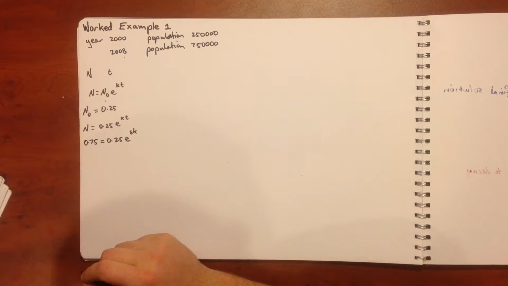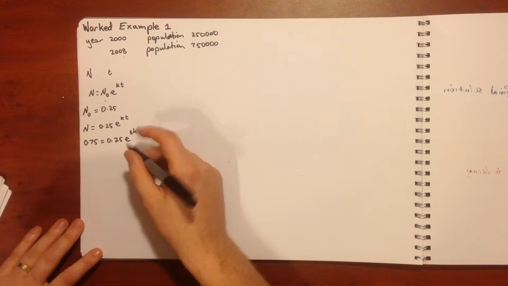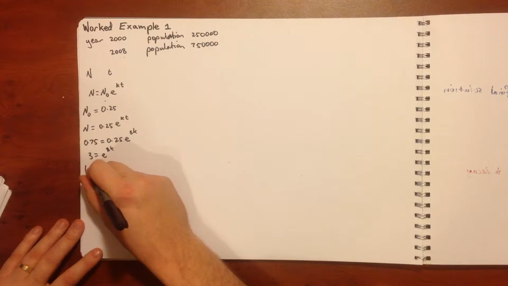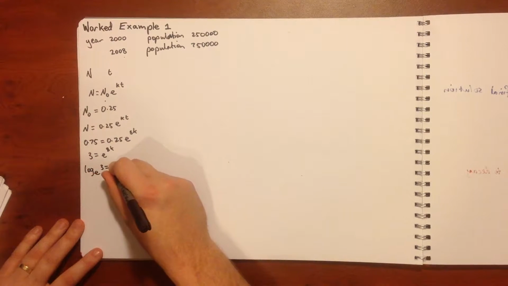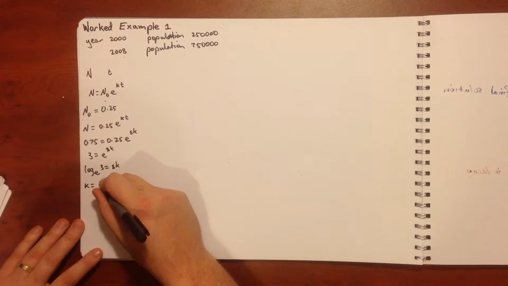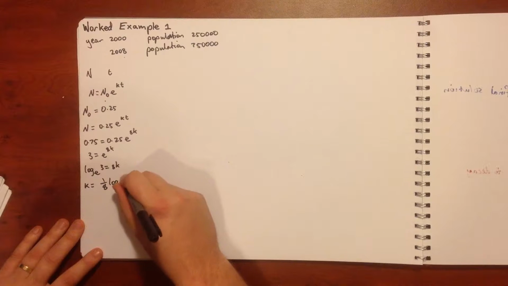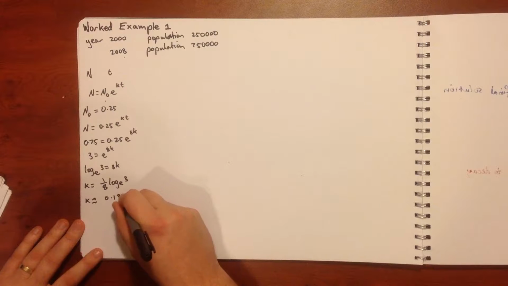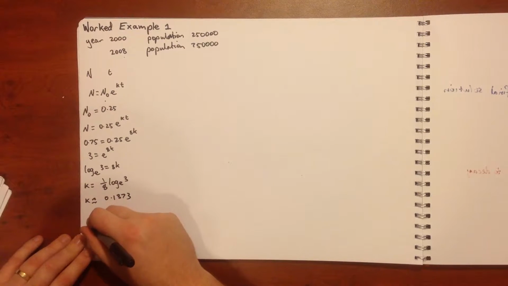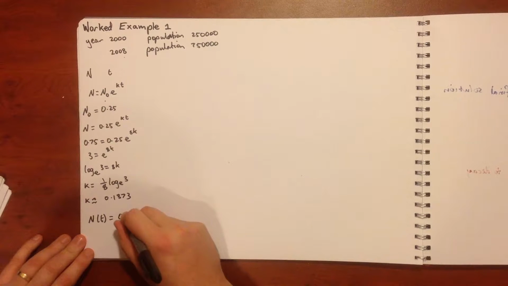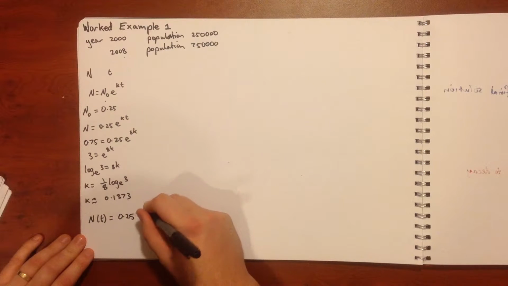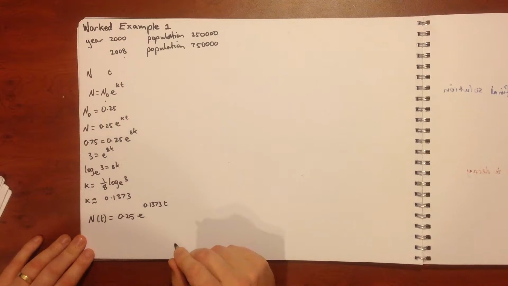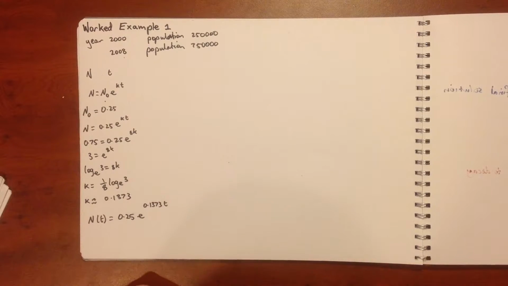We can rearrange this and say we get 3 equals e to the 8k, so log to the base e of 3 equals 8k, so k equals 1 on 8 log to the base e of 3. So k is approximately 0.1373. That means that N of t is equal to 0.25 e to the 0.1373t.